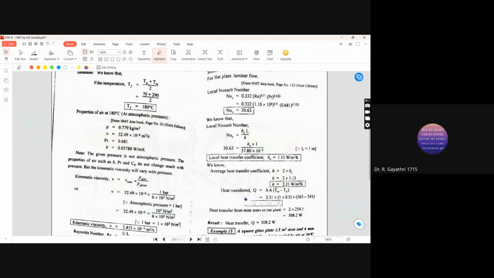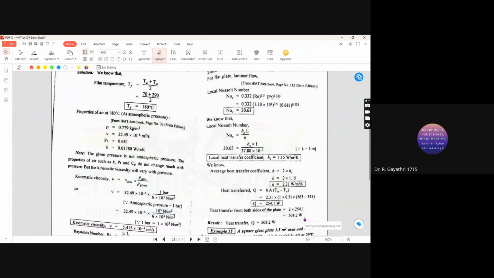Next is heat loss Q. Q formula is H A (TW minus T infinity). This is the general formula, but here heat is removed, so the fluid temperature is high in comparison with the wall temperature because heat is lost from the wall surface. So they put T infinity first: T infinity minus TW. T infinity value is 290. TW value is 70.